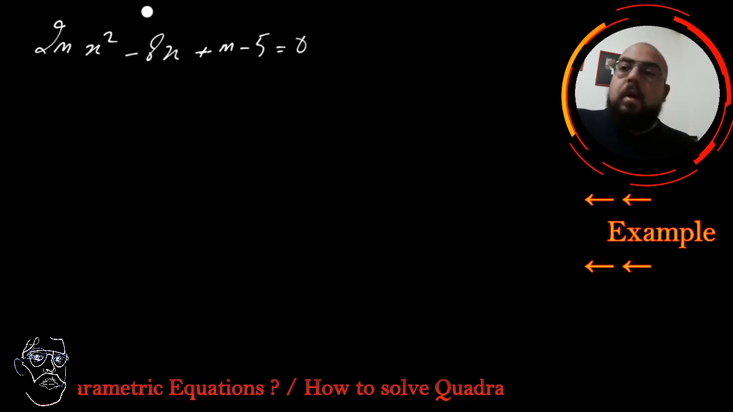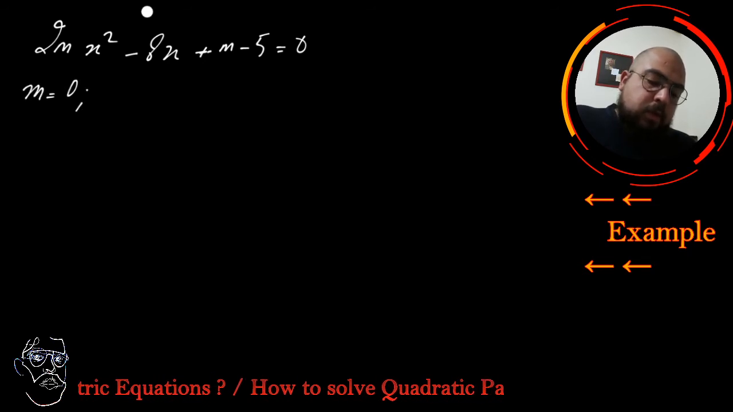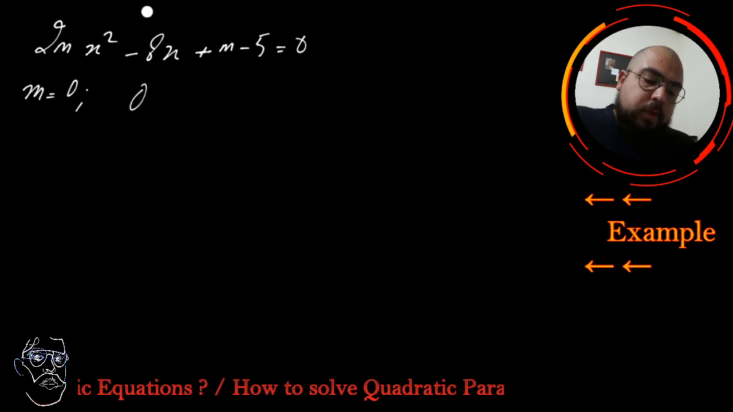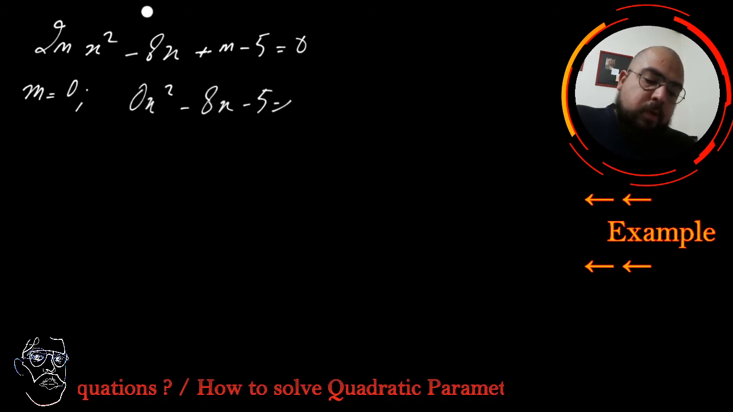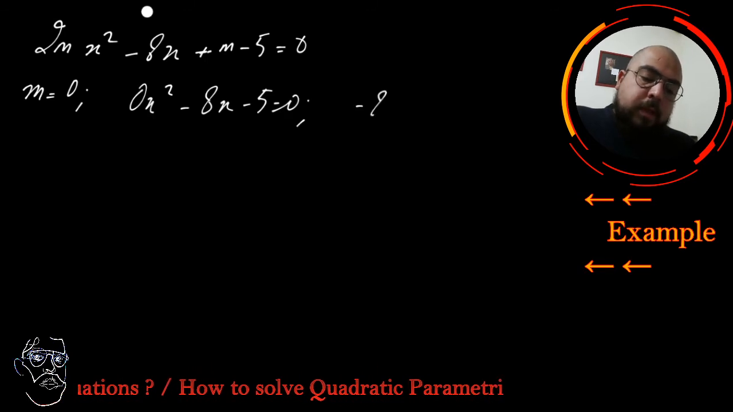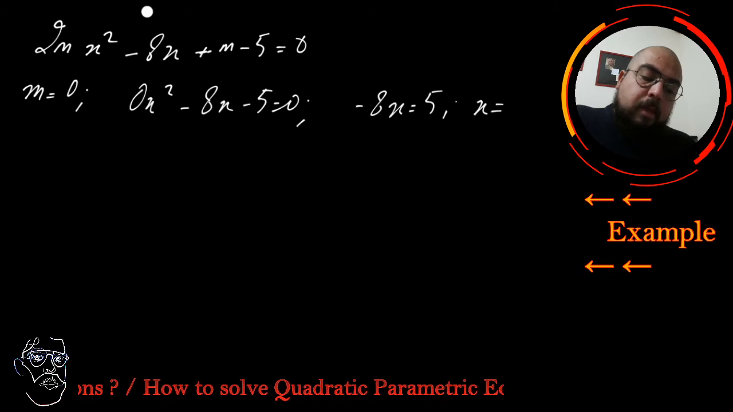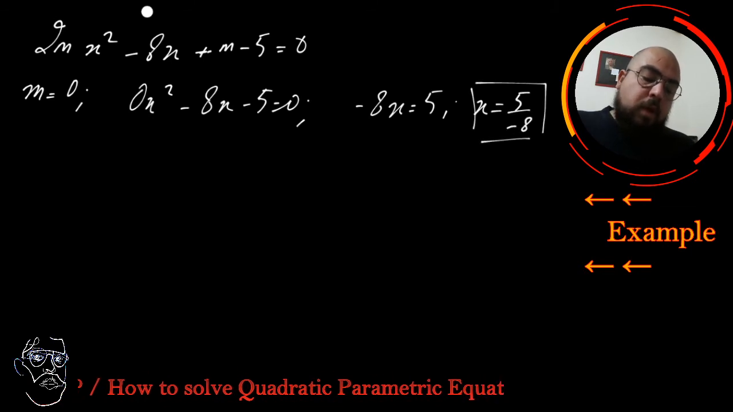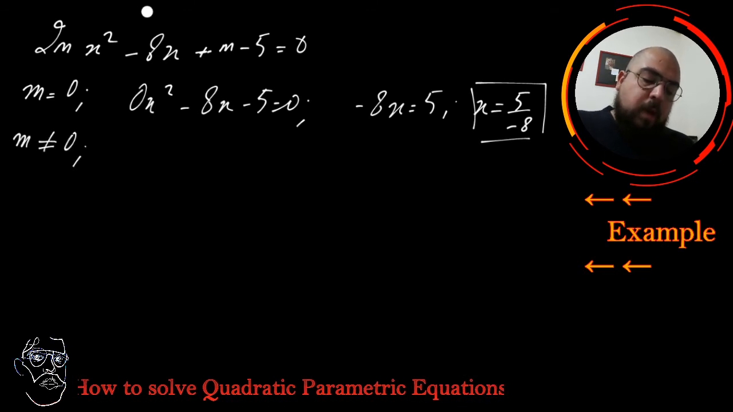All right. In this case, I will have to calculate. You can say, of course, whenever m is equal to 0, the equation will be transformed to 0x squared minus 8x minus 5 is equal to 0, which means minus 8x is equal to 5, x is equal to 5 over minus 8. Again, it's a linear equation. Now, whenever m is different than 0, what happens?